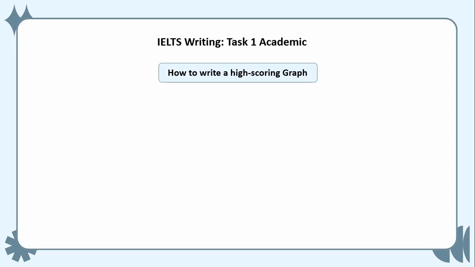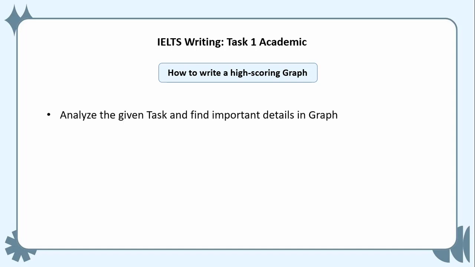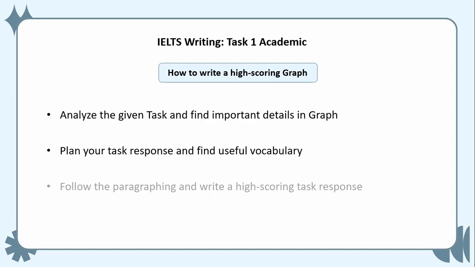Before we begin writing, let me give you a strategy to write a high-scoring graph-type Task 1 question. First of all, analyze the given task carefully and find important details in the graph. Then, plan your task response quickly and try to find useful vocabulary. Finally, you should follow a proper paragraph structure with above 150 words count and then start writing a high-scoring answer.